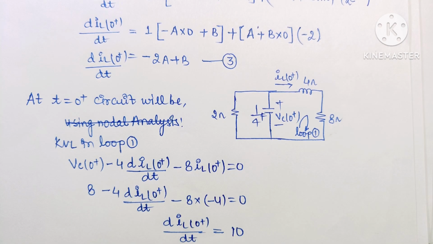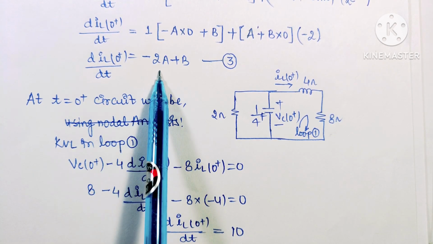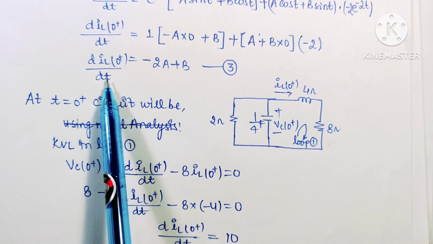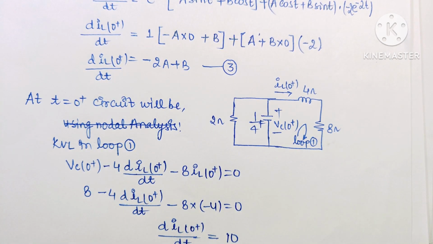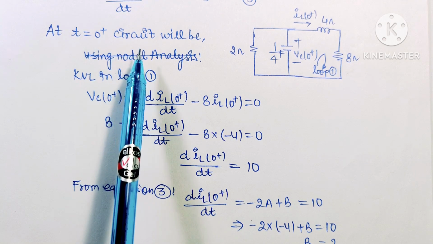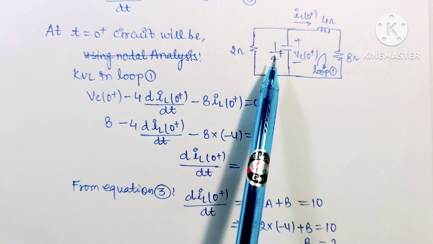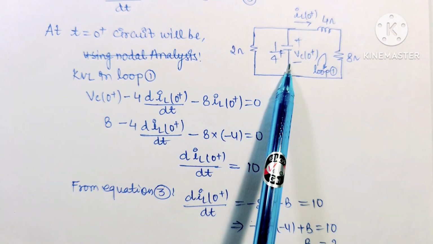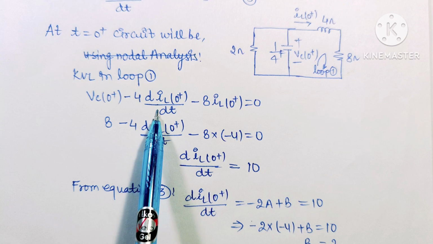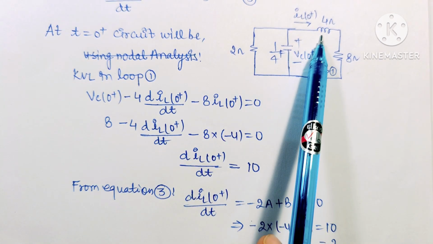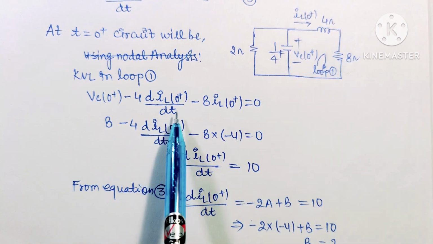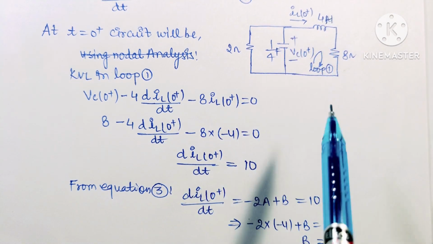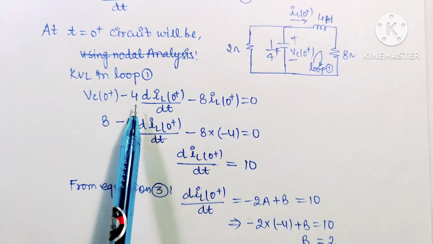Assume this is equation number 3. We can see here that we have calculated the value of a, that is equal to minus 4. For the calculation of the value b, we first have to find out dIL0 plus by dt. So let us see how we can find it out. At t equal to 0 plus second, our circuit will be like this. For t greater than 0 second, this is the circuit. If we apply KVL in this loop, we get Vc0 plus minus 4 dIL0 plus by dt, this is the L dI by dt voltage across this inductor, minus I into R, that is 8 into IL0 plus. This IL0 plus current is flowing through this 4 Henry inductor and 8 ohm resistance. So it will be equal to 0.